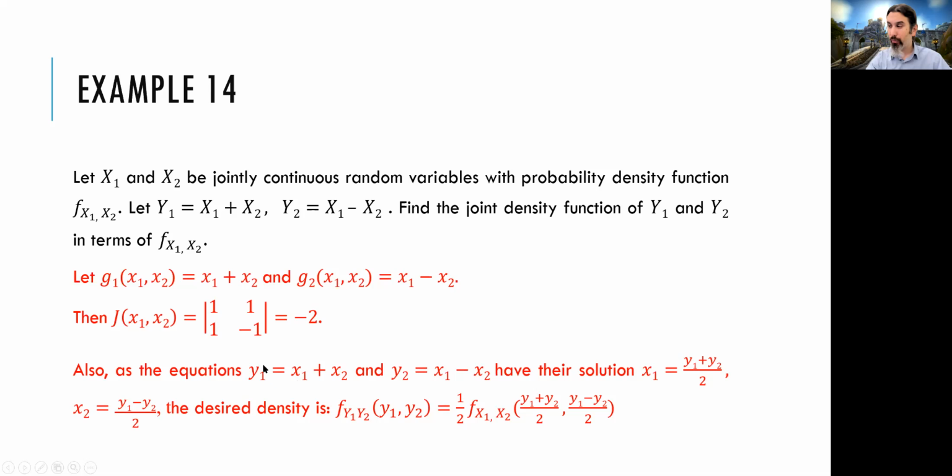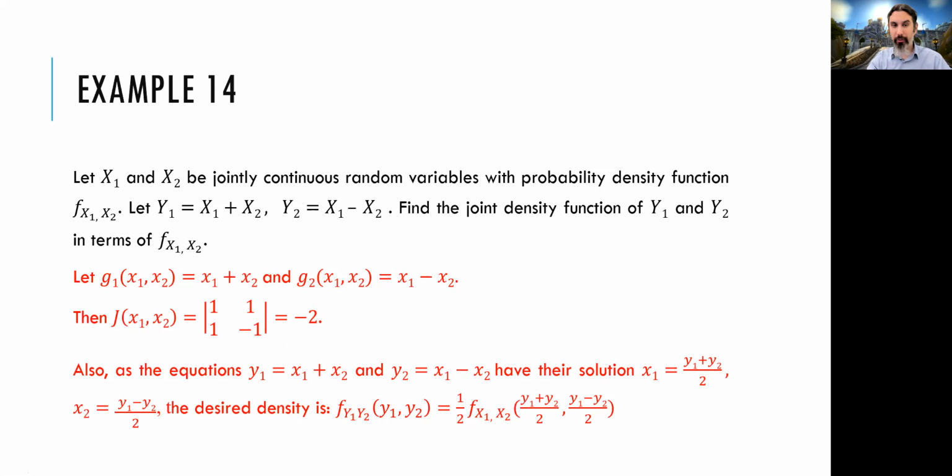And for y1 and y2, we have already found x1 and x2 in terms of them. I'm just going to plug these values inside f(x1, x2), the joint density of x1 and x2. This term over here is the joint density function of y1 and y2, okay? This over here is the 1 over the absolute Jacobian times the joint density of x1 and x2 together.